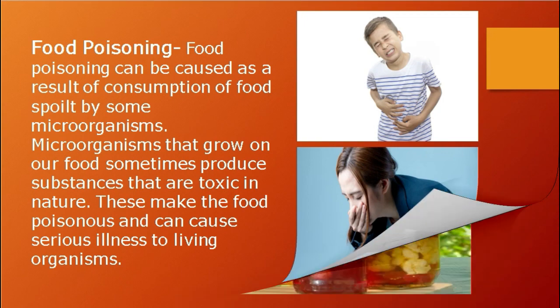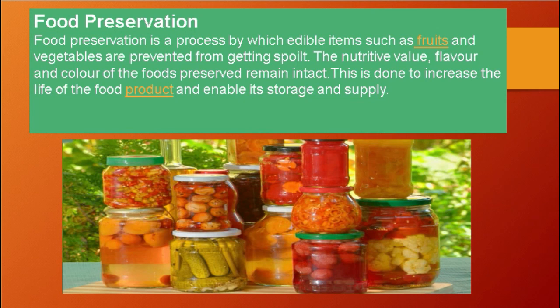Now from the next slide you will understand what is food preservation and how we can preserve our food from being spoiled. Students, food preservation is a process by which we can preserve our edible items like fruits, vegetables, any edible items from getting spoiled. And by this we can increase the life of our food product and enable its storage and supply for a longer time. And by doing food preservation, the nutritive value, the flavor, the color of the foods remain the same. There aren't any changes in our edible items.